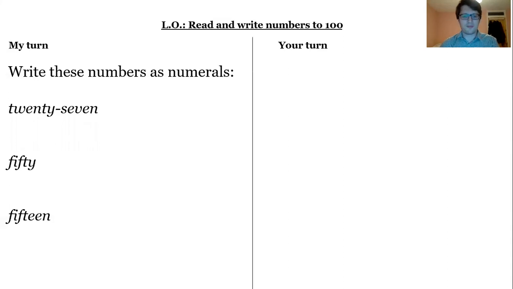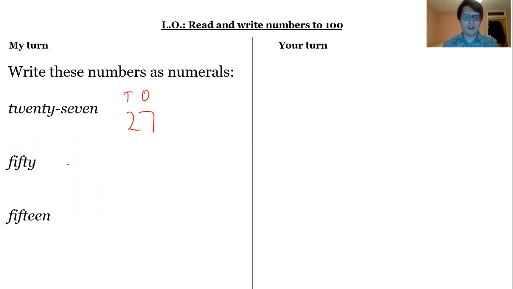So let's get going. Today we're looking at reading and writing numbers up to 100. So we're going to write these numbers first of all as numerals with digits. So 27, again, we got 27. Think about our 2 10s and our 7 1s.